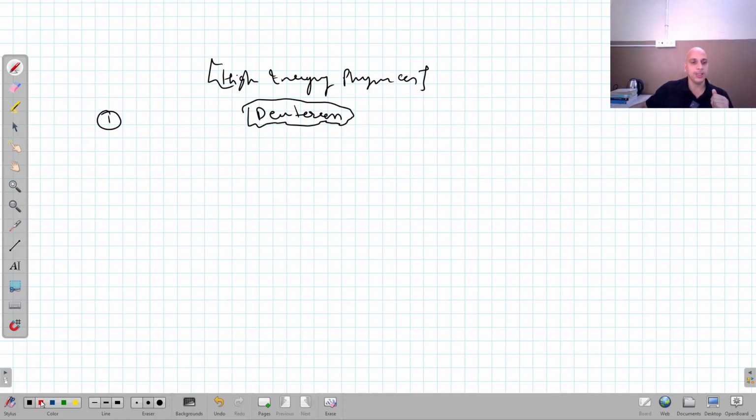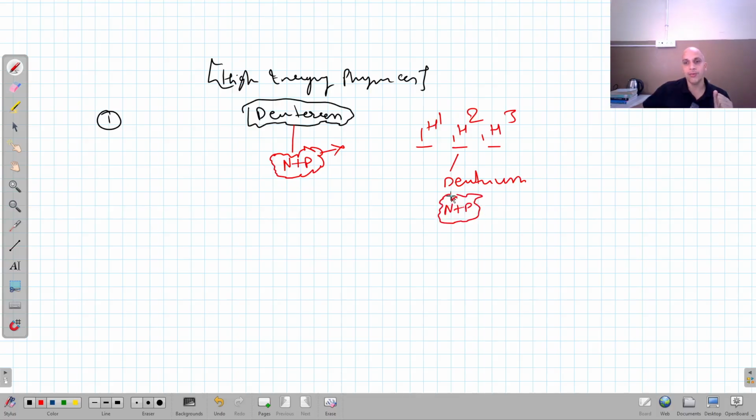Deuteron basically is a combination of a neutron and a proton. When the neutron and proton join together, this combination is known as a deuteron. We know very well that hydrogen can have three isotopes, 1H1, 1H2, and 1H3. So protium, deuterium, tritium. Deuterium has one neutron plus one proton in the nucleus, and one electron is revolving around the nucleus.